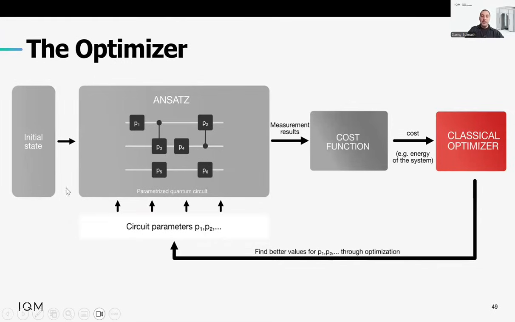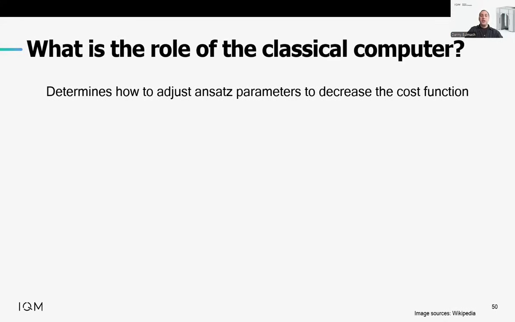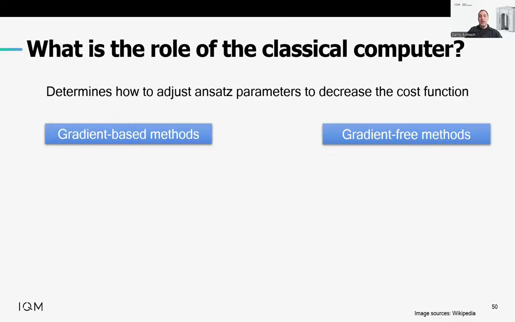We have an initial state that we feed into a quantum circuit. We measure that quantum circuit, which goes into the cost function. And then that cost function has to be minimized. Our goal is to optimize that cost function. So the goal is to choose the parameters in the ansatz so that we lower the cost function as much as possible. We choose the right thetas, theta 2 and theta 3. So the classical computer in this context determines how you adjust the ansatz parameters to decrease the cost function.